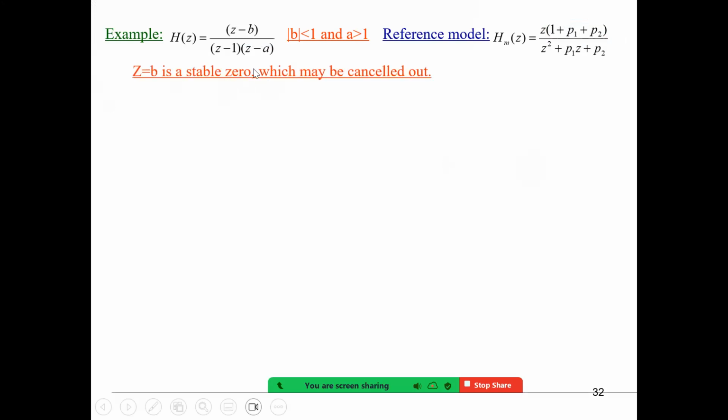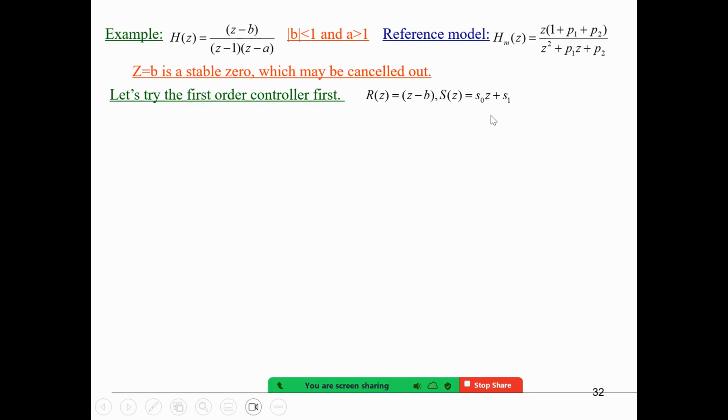Okay, then we say that B is a stable zero, which may be cancelled out. Of course, whether you want to cancel them out is your choice. But let's say we want to cancel it out. Then let's try the first order controller first. Because we want to try the first order controller, your R is already fixed. Because we want to cancel out Z minus B, and we know that stable factor will be a part of R, R is already fixed. Then you only need to design S.